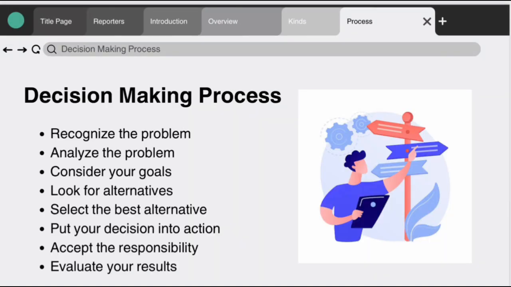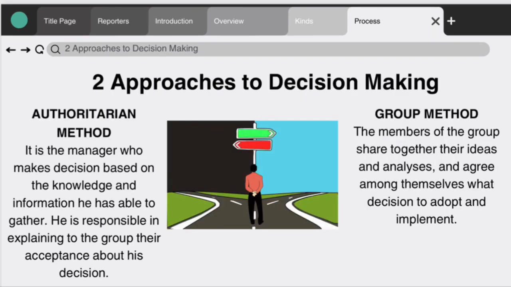Decision-making process. Recognize the problem, analyze the problem, consider your goals, look for alternatives, select the best alternative, put your decision into action, accept the responsibility, and evaluate your results. Decision making has two approaches. Number one is authoritarian method.